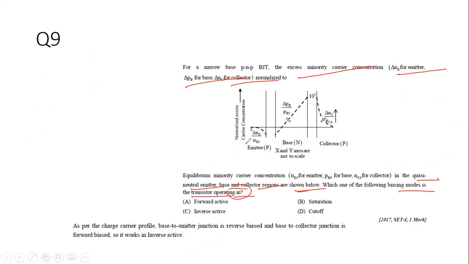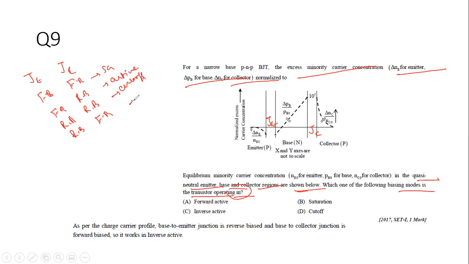My dear students, as you know, let's say this is the JE junction and this is the JC junction. If both are forward biased, then this is saturation. If JE is forward and JC is reverse, then this is active mode. If both are reverse biased, then cutoff mode. If JE is reverse biased and JC is forward biased, then this is reverse active mode.